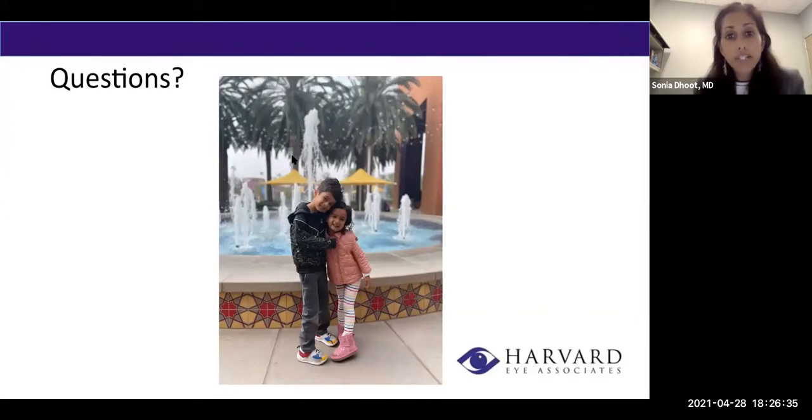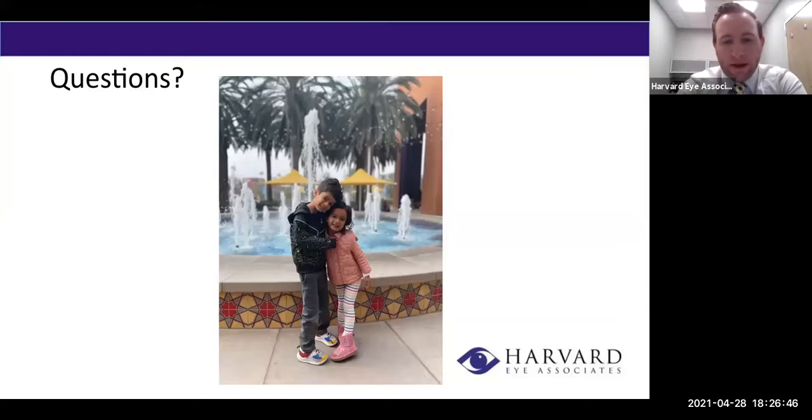So at this point, these are my 2 little kids. I have a 5-year-old and a 3-year-old. And so I want to open it up to any questions that I can answer for anybody. Somebody actually just submitted one right on time.